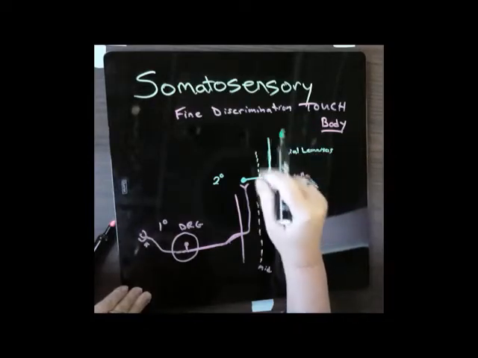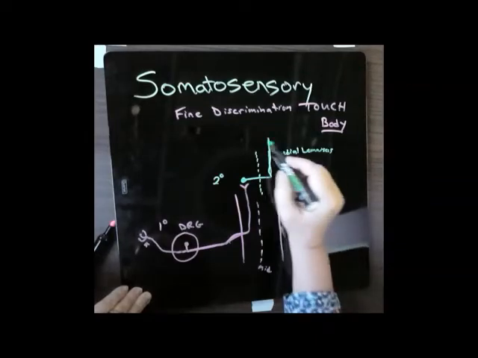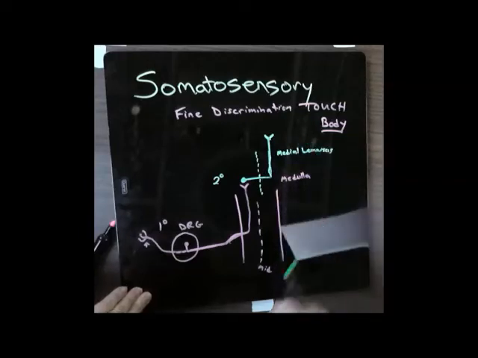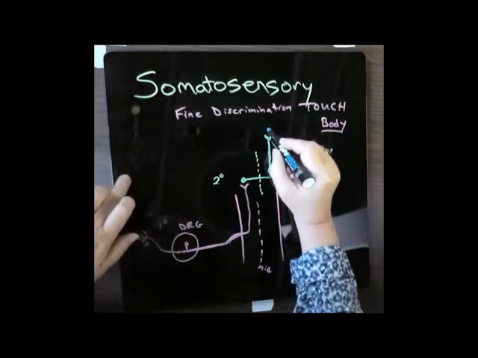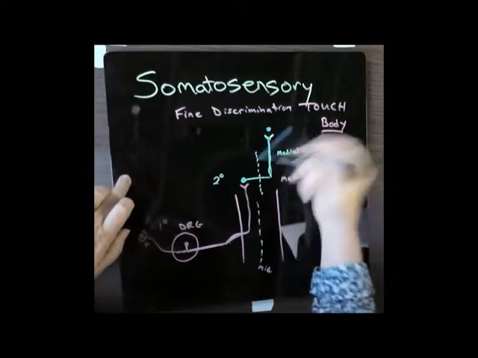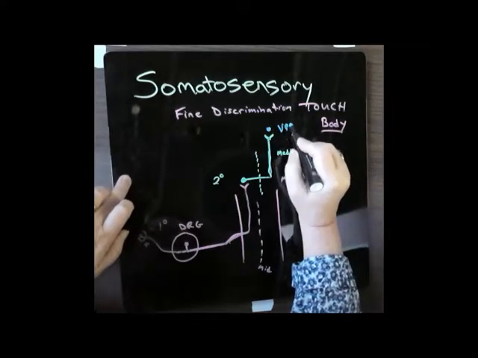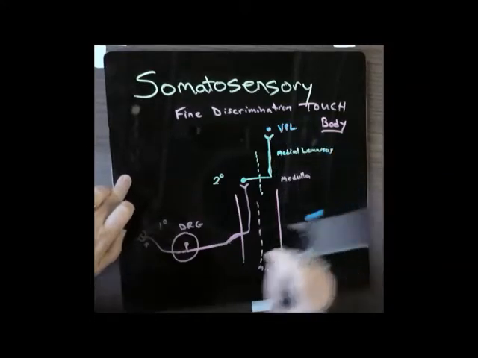Okay, so this pathway is going to synapse in the thalamus. I'm going to have to make some more room. This is somatosensory information from the body, so it's specifically going to be the VPL, or ventro-posterior lateral nucleus of the thalamus.